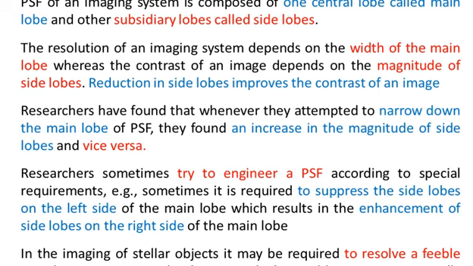Researchers have found that whenever they attempted to narrow down the main lobe of the point spread function, they found an increase in the magnitude of side lobes and vice versa. So this is a very problematic thing: if you want to reduce the size of the main lobe, then there will be an increase in the magnitude of the side lobes, and vice versa.